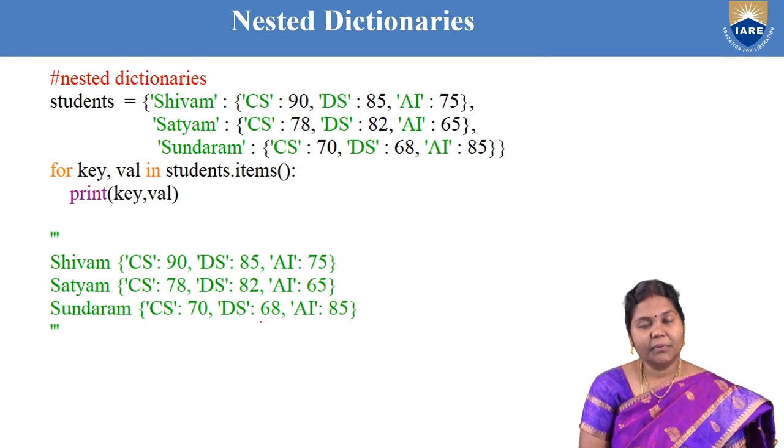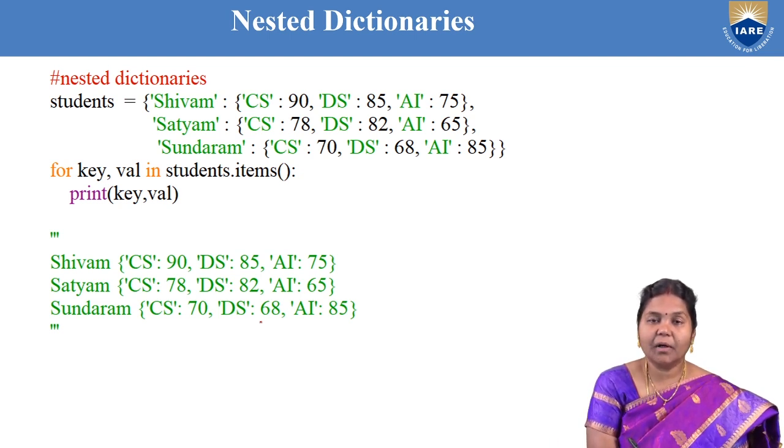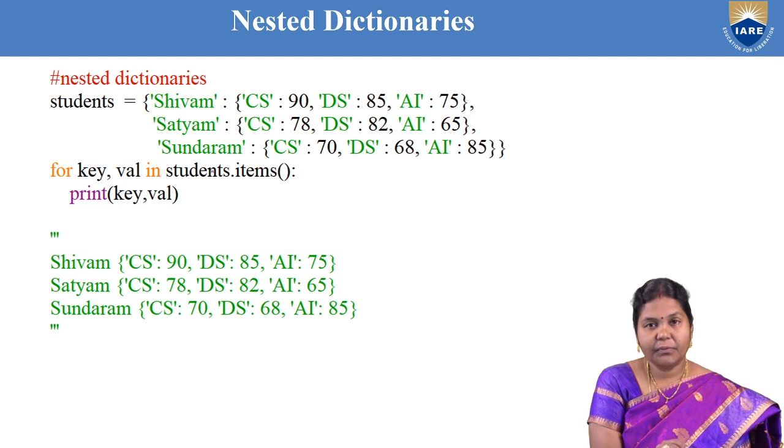Now, let us talk about how to create a nested dictionary in Python. A nested dictionary is nothing but a dictionary within a dictionary. Now, let us see one example of how to create it. Students is a dictionary. Inside that, there are nested dictionaries.